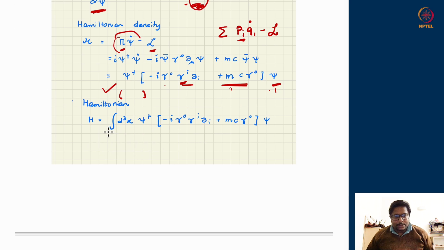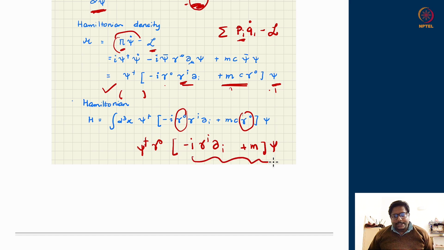So you see, the Hamiltonian is made up from, there is a gamma naught term in the first term and the second term both. So I can pull that out. So I would have a psi dagger and gamma naught, and I should have a minus i gamma i del i, and then m times psi. C is equal to 1 units I'm using. So this operator's action on psi should be known in order to get the Hamiltonian. So that is what I'm going to do.